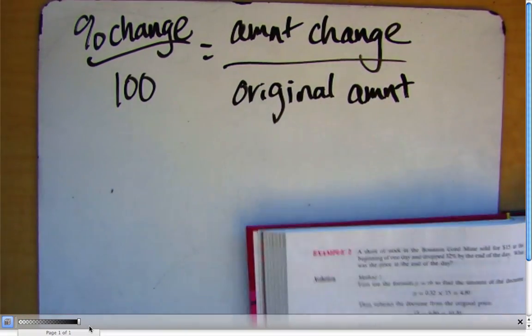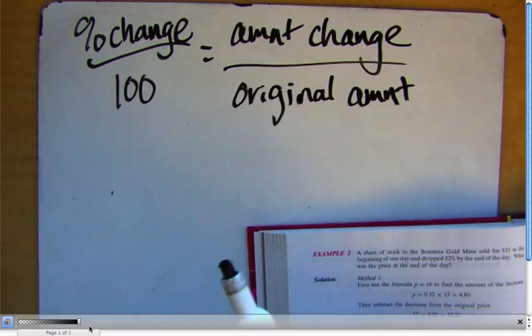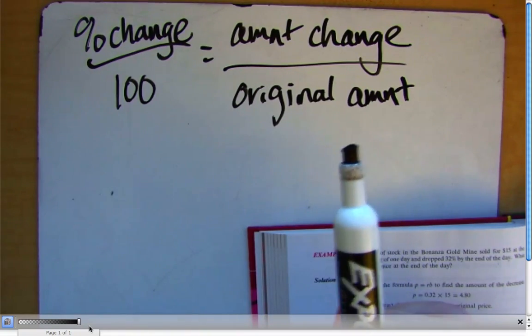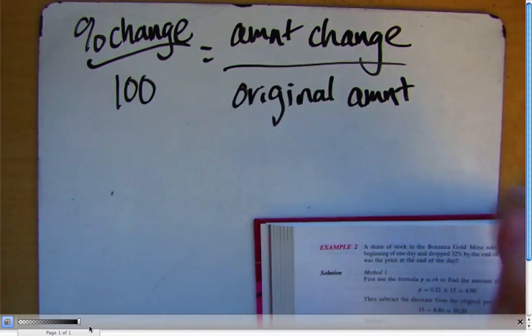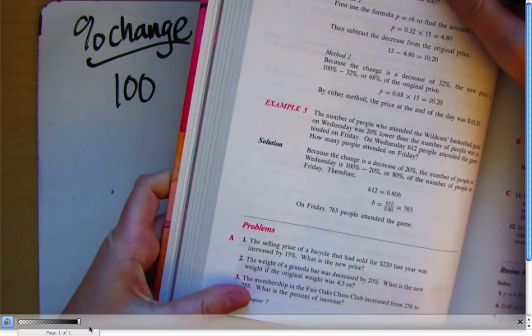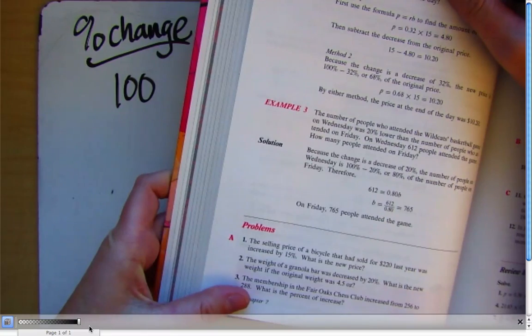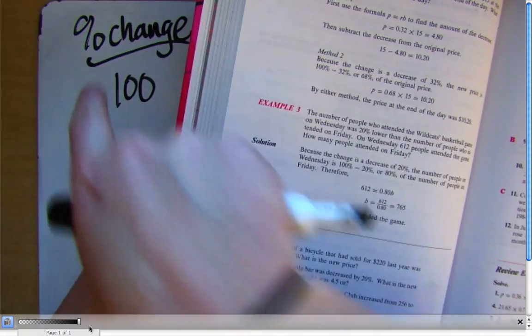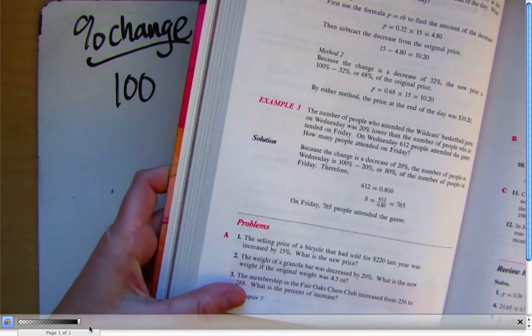Okay, and the key here is the amount changed. Sometimes you have to subtract to find that. They don't always necessarily tell you. Sometimes they'll tell you the old price and the new price and you need to subtract, but not the case in this one. So this one, the selling price of a bicycle that had sold for $220 last year was increased by 15%. What is the new price? So there's our keyword there. It increased 15%. That's why I know I'm doing percent change and not my normal percent.